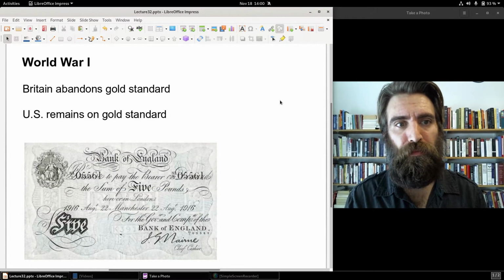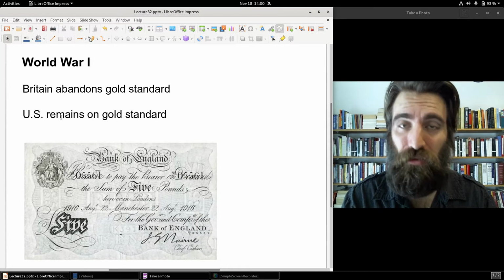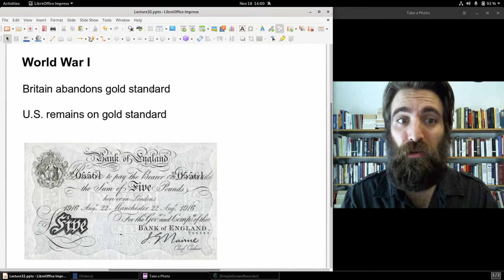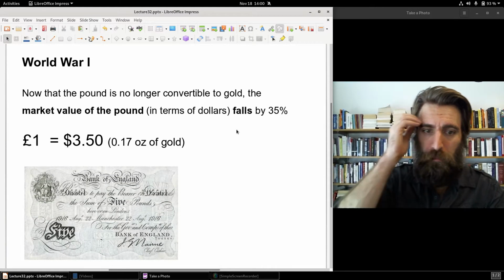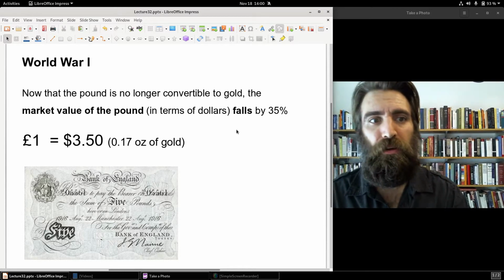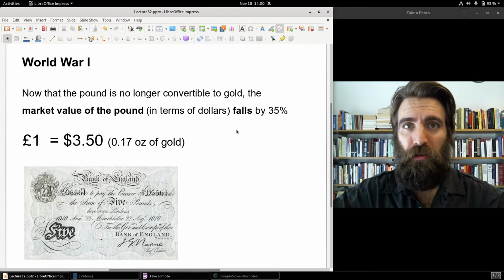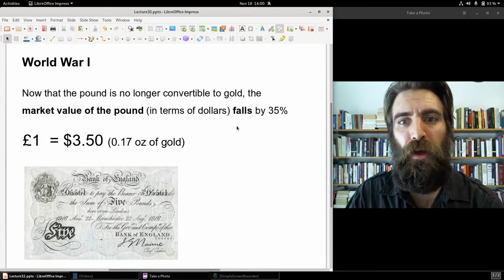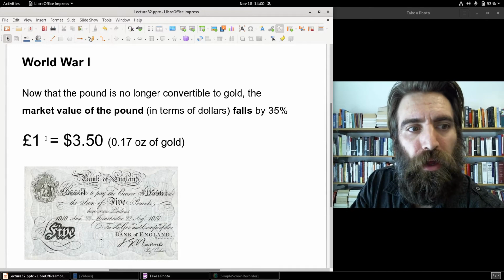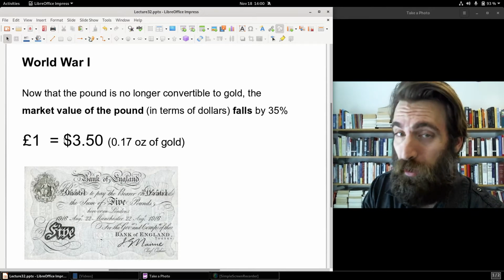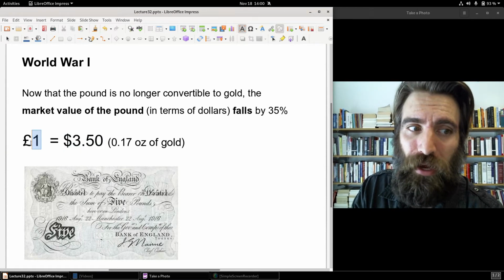Now, Britain's off the gold standard. The U.S. remains on the gold standard. The U.S. has a stronger currency now. The British pound is greatly weakened. And in fact, by 1920, the market value of the pound, the floating exchange rate on the market, has now fallen by 35%, so that if you were an American and you traveled to London and needed to convert your money, now all you needed was $3.50 to buy a pound.